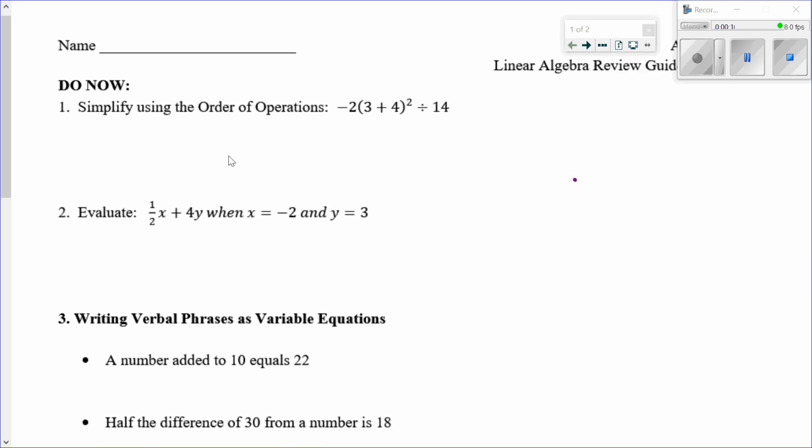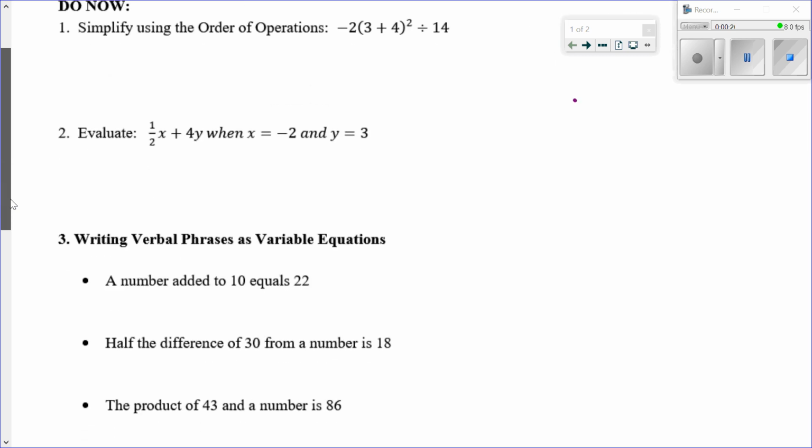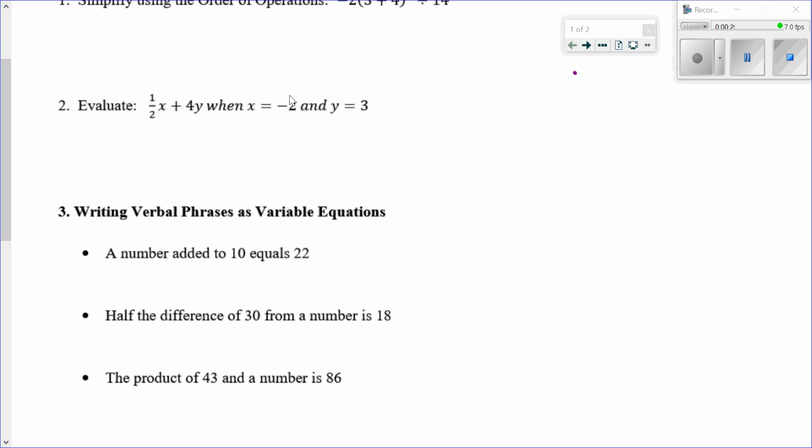All right, cool. So the first thing we're going to do is the do now, right? We're actually going to skip it. I feel like you guys know how to do order of operations and evaluating. Order of operations, remember we do PEMDAS. Evaluating is simply just plugging it in. So it would look like this: 1/2, I'd put parentheses, whatever it says for x, which is -2, I'm just replacing it. I have 4 here, lovely. Then my y is 3. And you could just plug that into the calculator and you should get an answer.